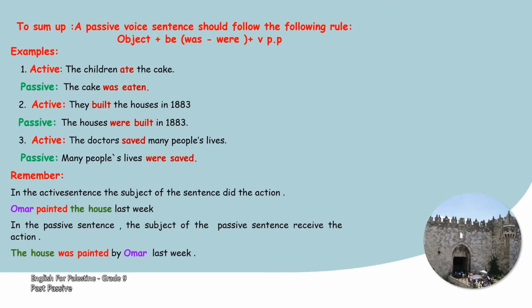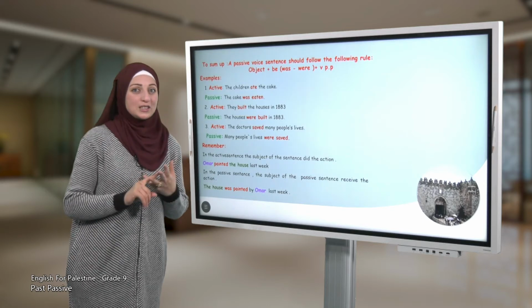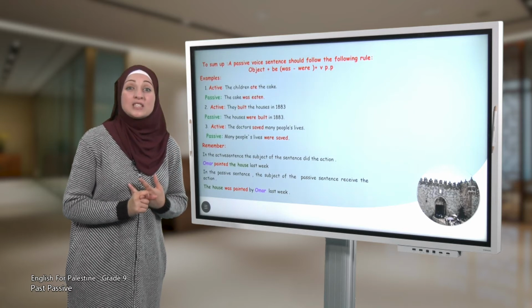Okay? Example number 2. They built the houses in 1883. Where's the subject? It's they. Where's the verb? It's built. And where's the object? It's houses.